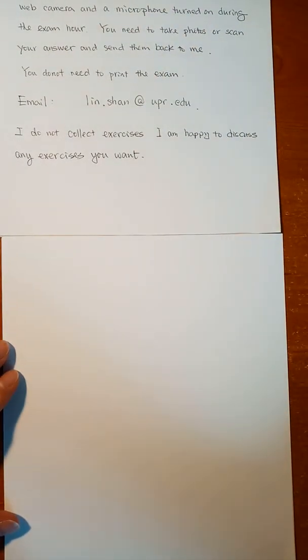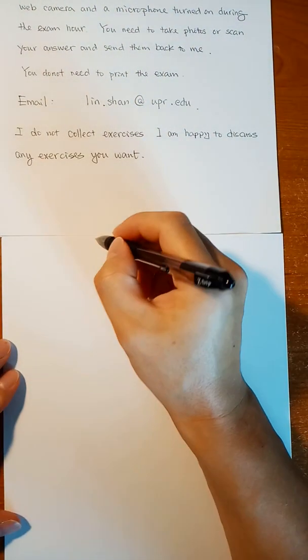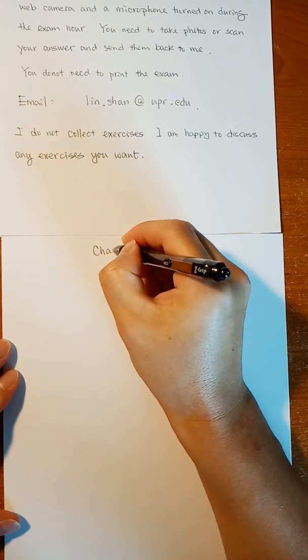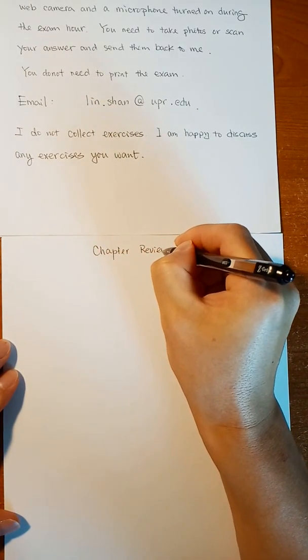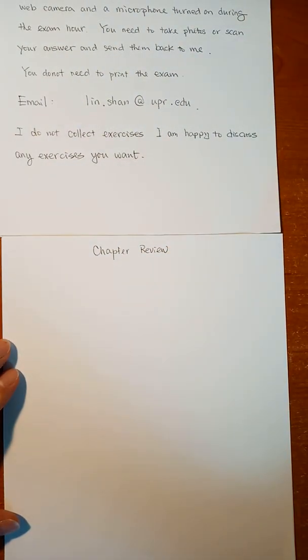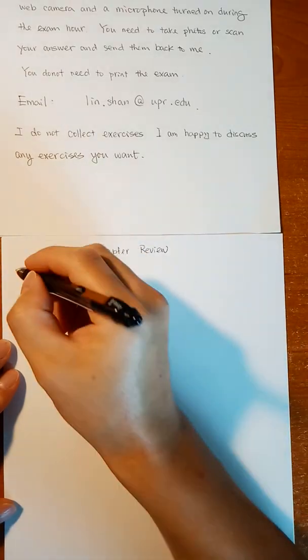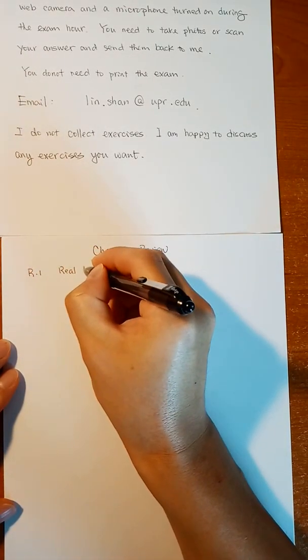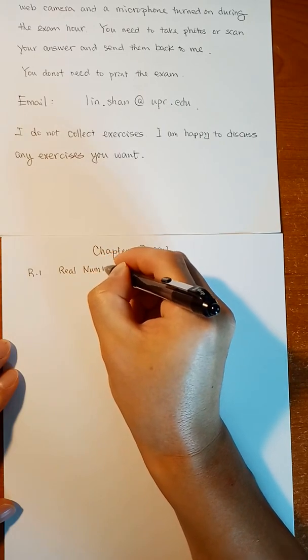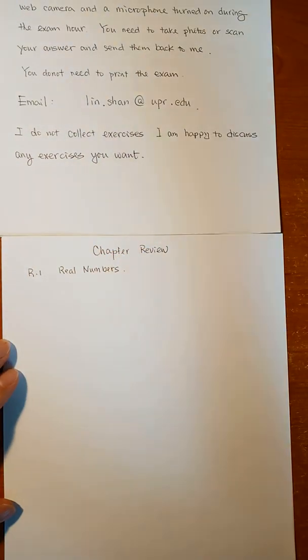First, we start from the chapter review. The chapter review is on page 1, and the first section is real numbers. The real numbers.